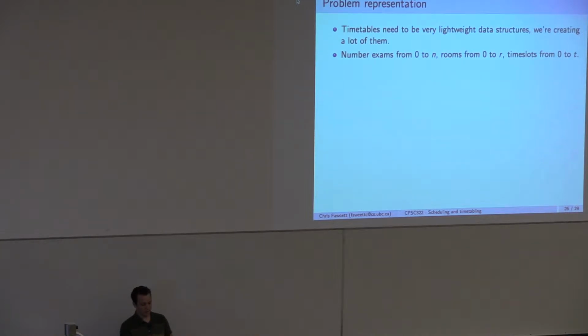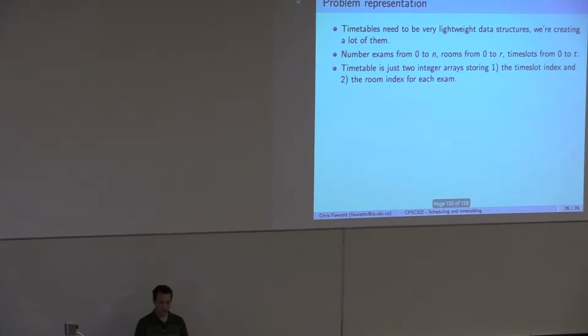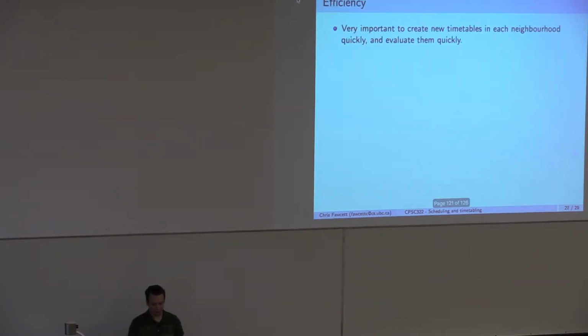So we essentially just number exams, rooms, and time slots from 0, and a timetable is just 2 integer arrays, very simple, storing the time slot index and the room index for each exam. So 2 arrays, it's all in the same place in memory, and they're extremely fast to create.